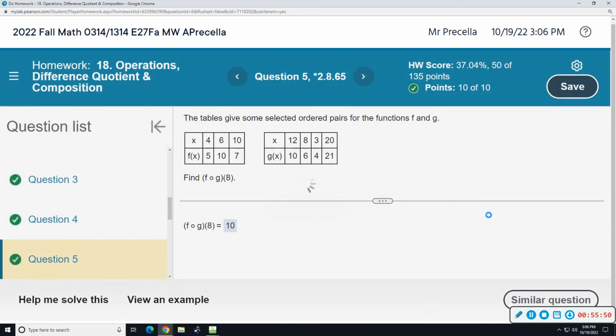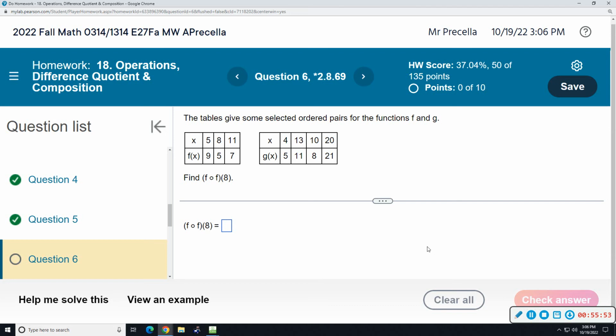I like this next one. They give us two tables. They want us to find the composition, f composed with f at 8. What am I going to do with this g table? Am I going to do anything with it? That's just an unnecessary function. We don't need it. Let me write down number 6.